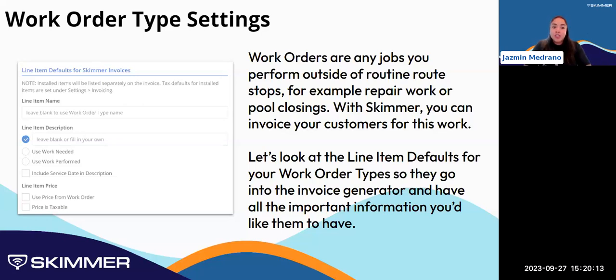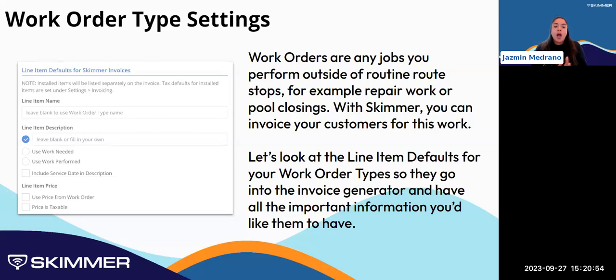So I can leave it blank to use the work order type name. So if I want it to be called service call or filter clean or repair, I'll just leave it at that. If I want a different name for that type of work order type, then I can put that in there. Then we see the line item description. It gives us the option to use the work needed, the work performed, or I can leave it blank or fill in my own. So I can use the work that's needed. So that box that you see when you create that work order, you can choose to put that information in. You can choose to put in the information for the work that was performed, or you can leave it blank and fill it in yourself.